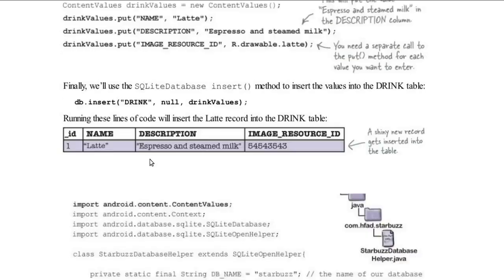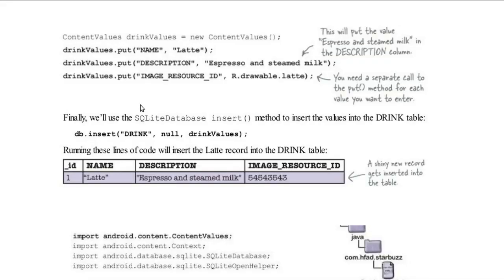Now for insertion, we already know that we have an insert method. So we use the SQLite database DB object and then call the insert method. What is the syntax here? That is the table name, then we pass null, then we pass the ContentValues object. Here we have the ContentValues object drinkValues. Inside drinkValues we have the name, description and the image source ID. Then as soon as you run db.insert, it will insert the row inside the table.